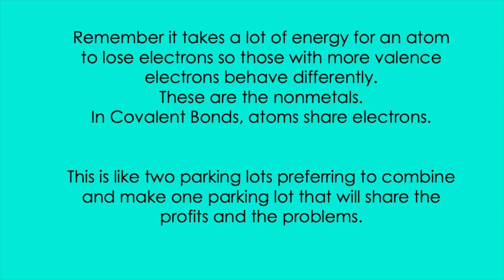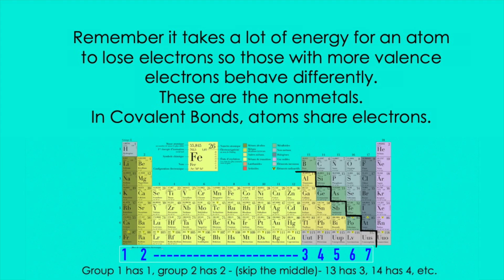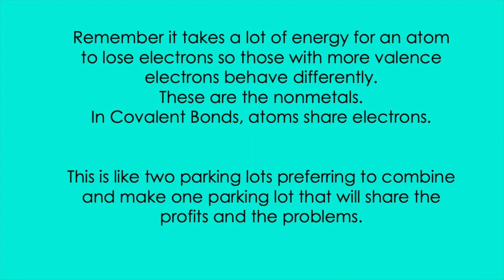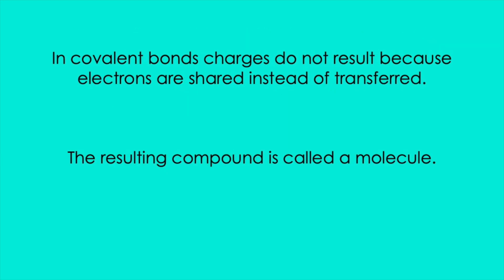Now, remember, it takes a lot of energy for an atom to lose electrons. So those with more valence electrons will behave differently than those with fewer. These are the nonmetals, the ones that have more. In covalent bonds, atoms share electrons. So covalent bonds are between nonmetals. This is like 2 parking lots preferring to combine and make 1 parking lot that will share the profits and the problems. In covalent bonds, charges do not result.